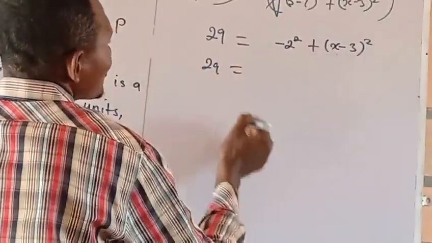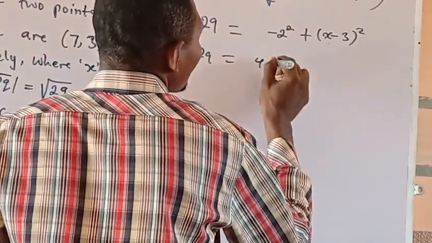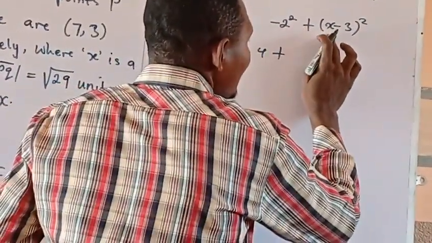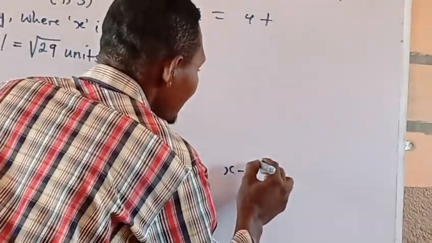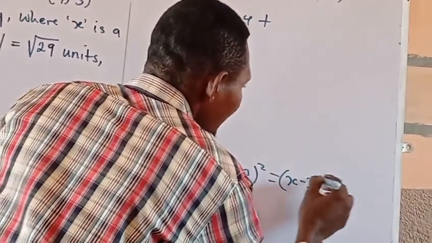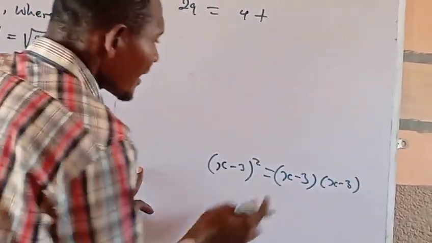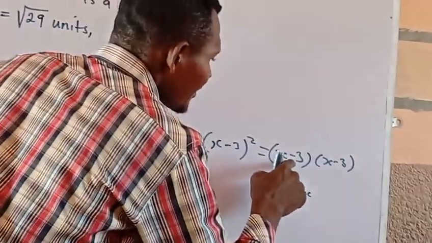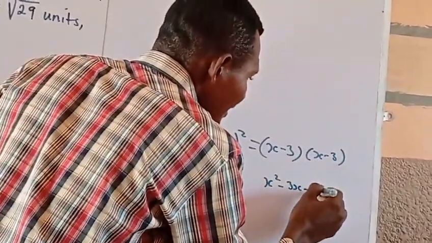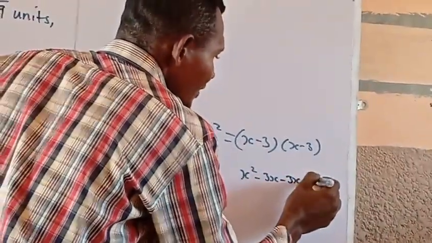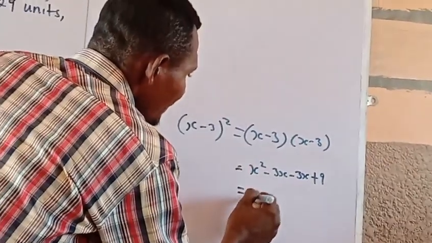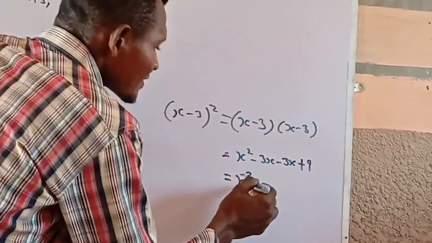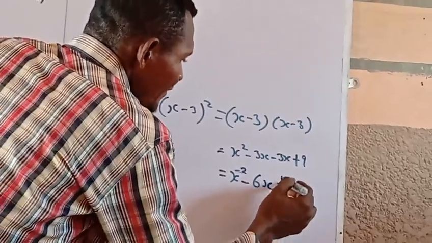We have 29 is equal to minus 2 squared, which gives us 4, plus, now let's expand (x minus 3) all squared. We have (x minus 3) all squared is equal to (x minus 3) times (x minus 3). Now x times x gives us x squared. x times minus 3 gives us minus 3x. Then minus 3 times x gives us minus 3x. Minus 3 times minus 3 gives us plus 9. So this is equal to x squared minus 6x plus 9.